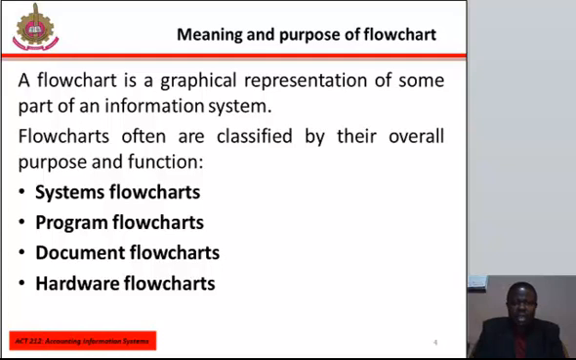Lastly, we have hardware flowcharts. This type of flowchart will probably be a minor concern in your accounting career as well. They show the computers, printers, monitors, input devices, and other hardware elements associated with an information system.